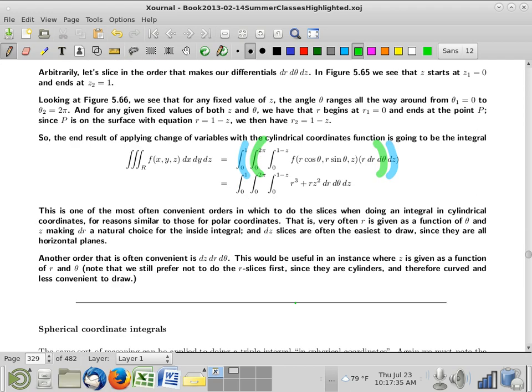So r goes from 0 to 1 minus z. That makes sense? Okay. Right. So let's see how this looks in spherical coordinates.